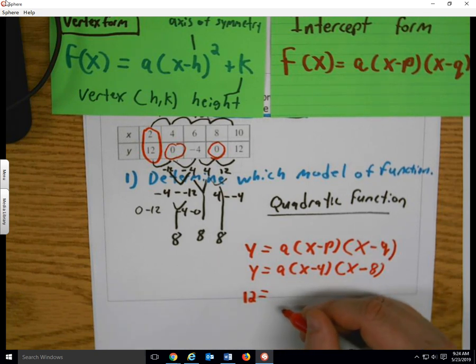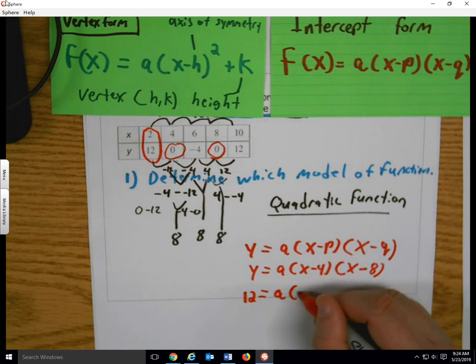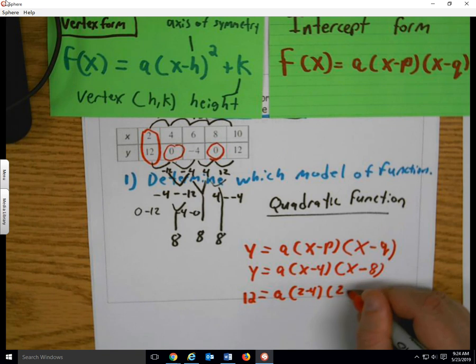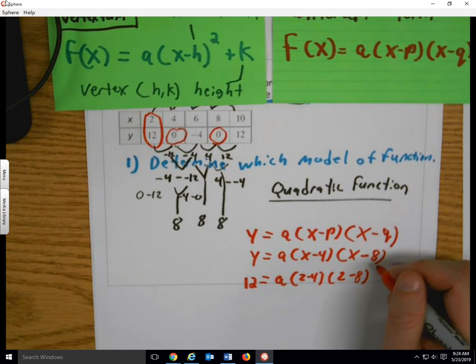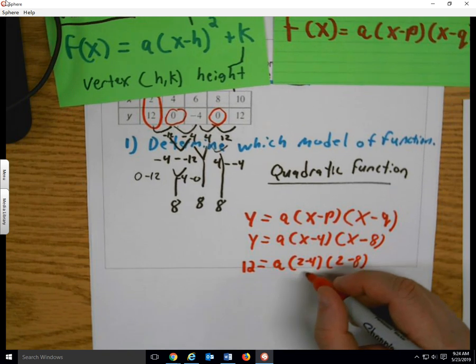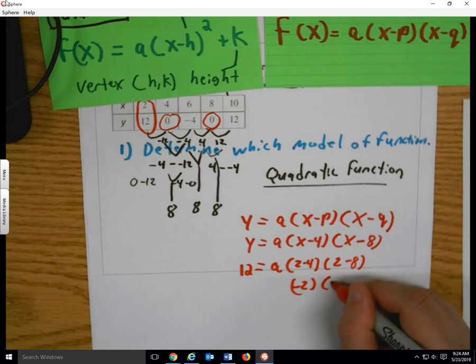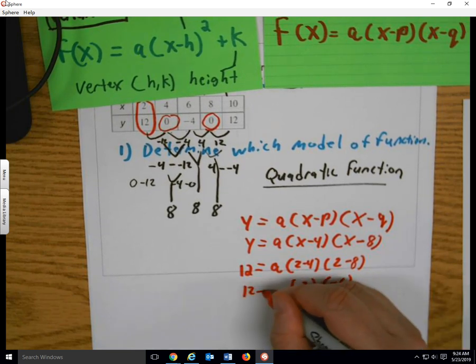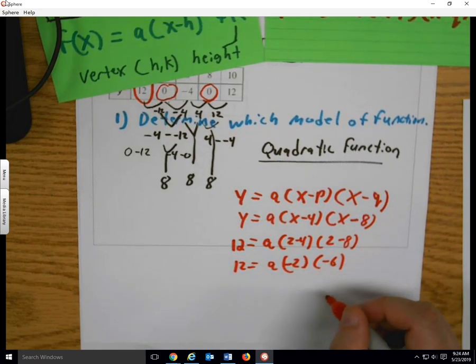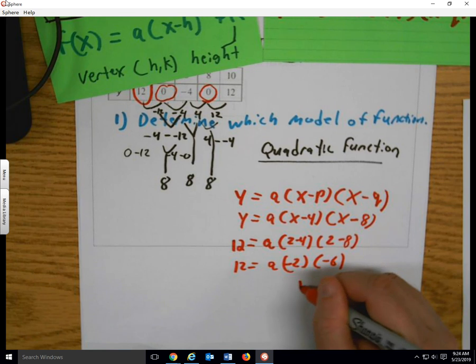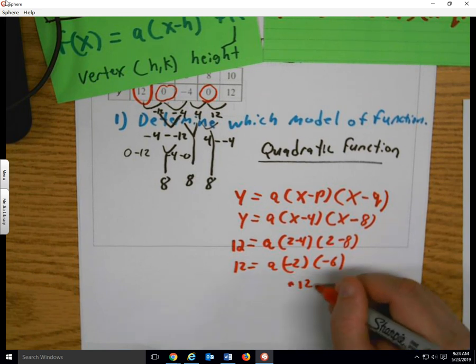Now, we don't know the A yet, do we? But instead of the X, I'm going to substitute a 2. This is really simple from here to solve for A. You just do the order of operations. 2 take away 4, you do the parentheses first. 2 minus 8. Everything else just gets brought down. A negative times a negative would be a positive. Oops, actually it should be 12A, not A12.